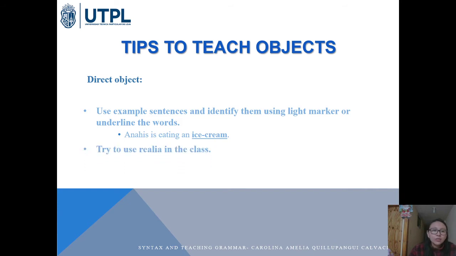Another tip is to try to use realia in class. This can be done with the markers that you always have in your class. So take your marker and say to someone in the class, a student, hey, this guy has a marker. So you write the sentence and also identify the direct object with the students.